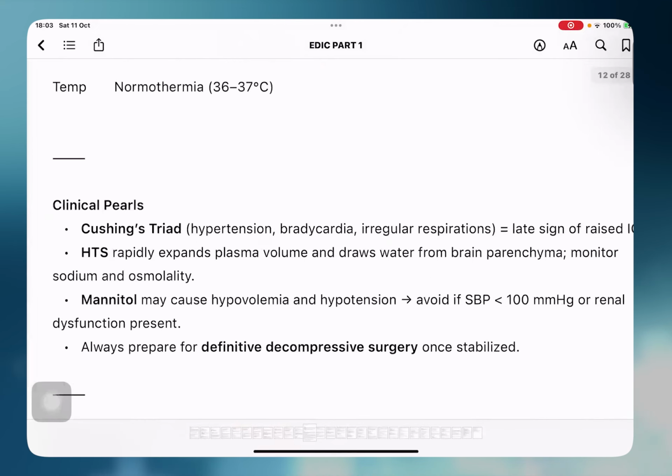What are the clinical pearls from this question? One, again, Cushing's triad, hypertension, bradycardia, irregular respiration, are an important but late sign of raised ICP. Hypertonic saline rapidly expands plasma volume and draws water from brain parenchyma. Monitor sodium and osmolarity. Mannitol may cause hypovolemia and hypotension. Avoid it if the systolic blood pressure is less than 100 or renal dysfunction is present. Definitive treatment is decompression once stabilized.